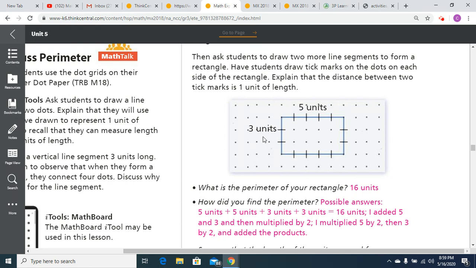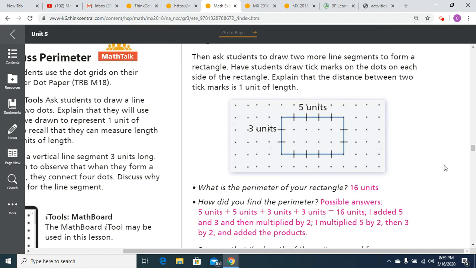Another way is to multiply 5 times 2 because I know there are 2 lines that are 5 units. And then I'll multiply 3 times 2 because I know there are 2 lines that are 3 units. 5 times 2 equals 10, and 3 times 2 equals 6. And then 10 plus 6 equals 16.